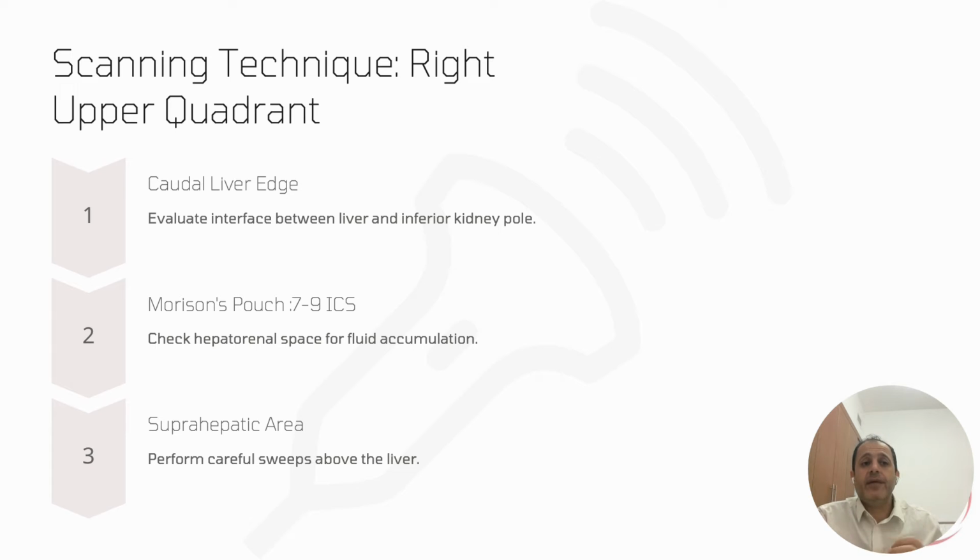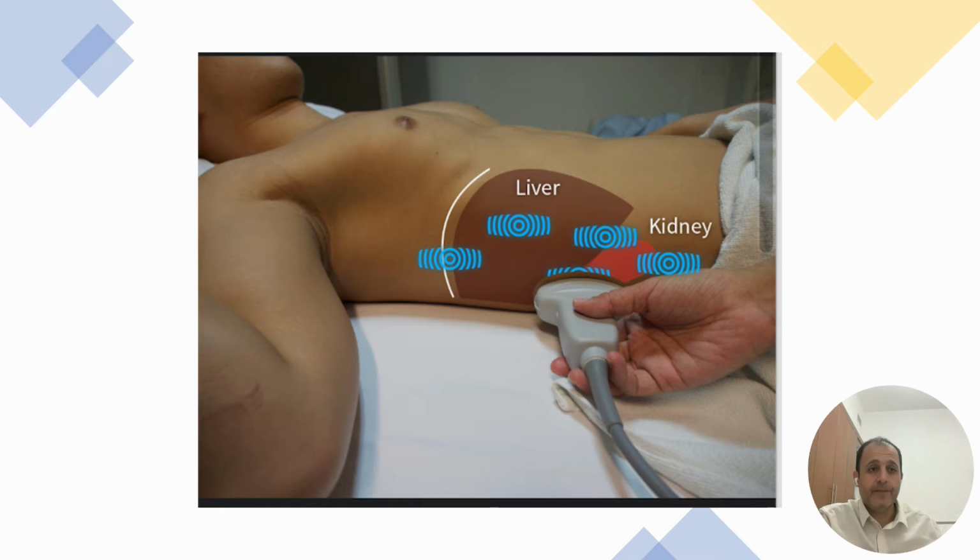The second space is Morrison pouch. It is usually between the 7th to 9th, or in some patients 10th, 11th intercostal spaces. So we check the hepatorenal space for any fluid accumulation. And the third one is the suprahepatic area. You need to perform careful sweeps above the liver, because sometimes fluid accumulates between the liver and the diaphragm.